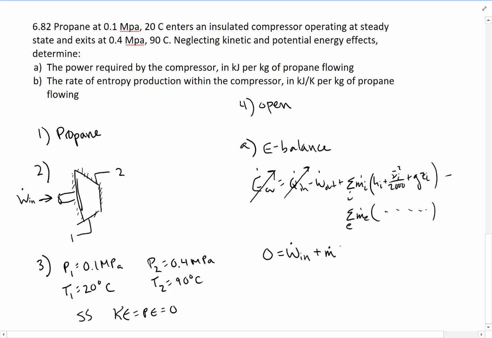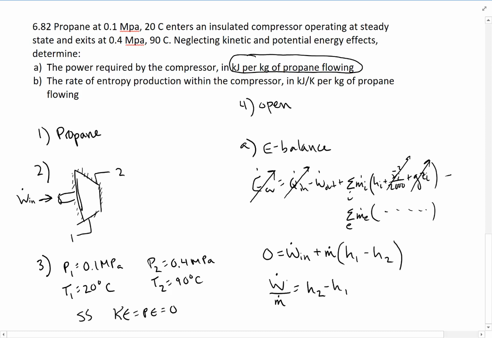And kinetic and potential are going to go away. Enthalpy is going to stay because it always stays. And what we're left with is H1 minus H2. Now, we're asked to solve for work, but we're asked for work in kilojoules per kilogram of propane flowing. So that's work per mass. So work in over mass flow rate is equal to H2 minus H1.